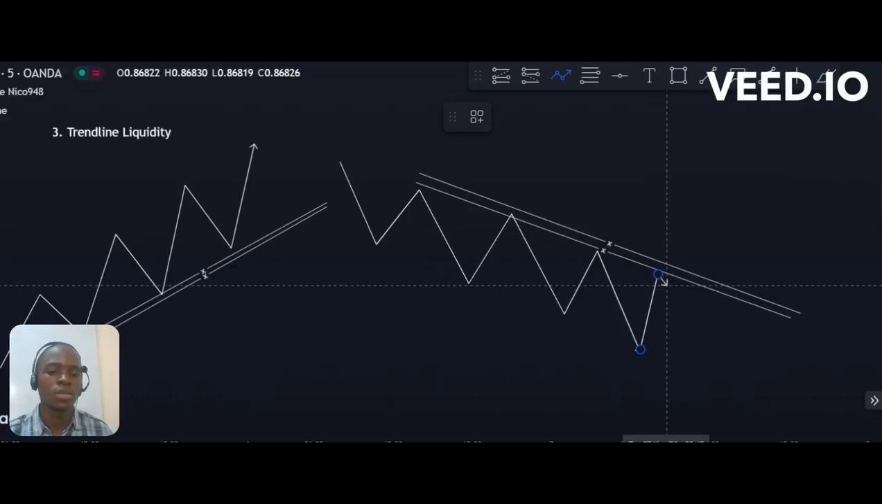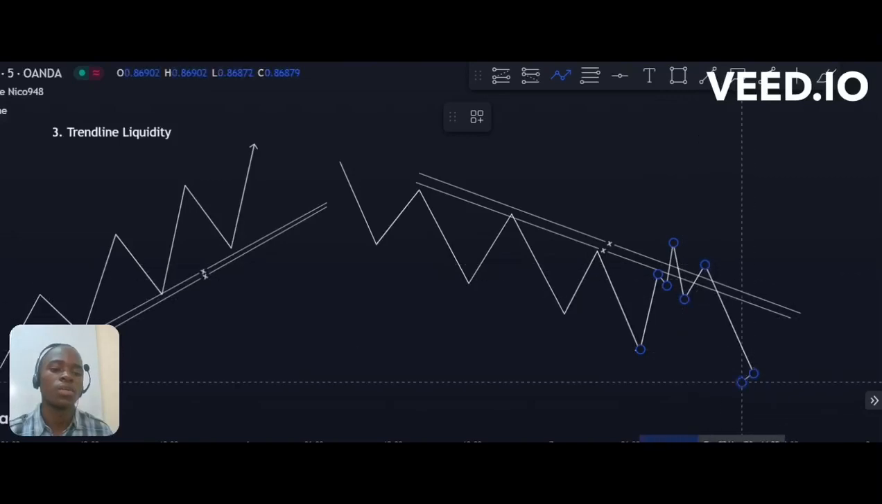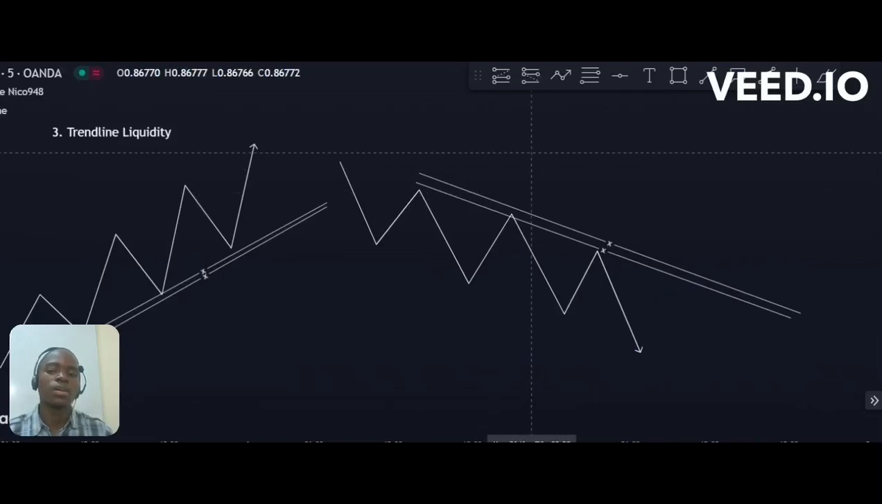Most of the time, which is okay, it may work at times, but that's how the banks trade against you, against retail traders. So it gives a false confirmation that it wants to sell, then boom, it takes them out. Then it actually comes back and now they sell. So that's a type of liquidity, the trend line liquidity.